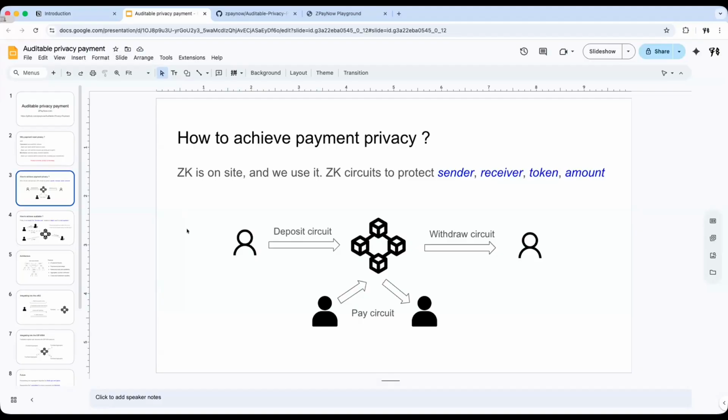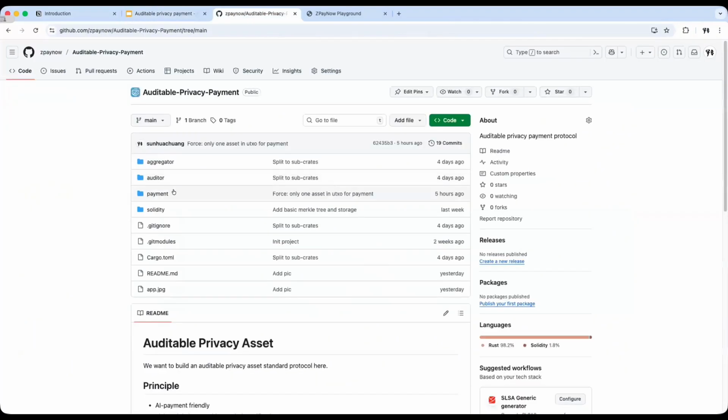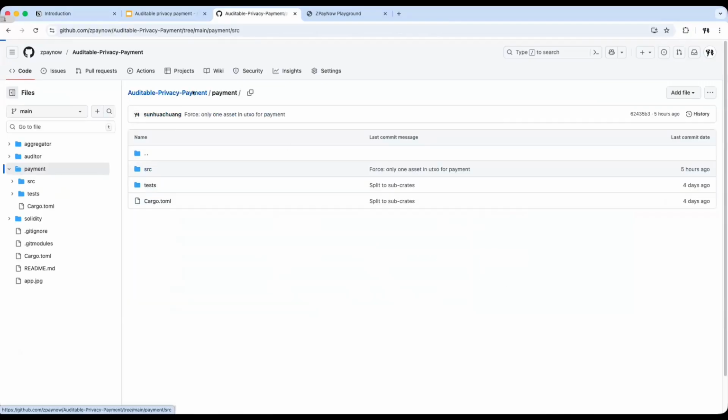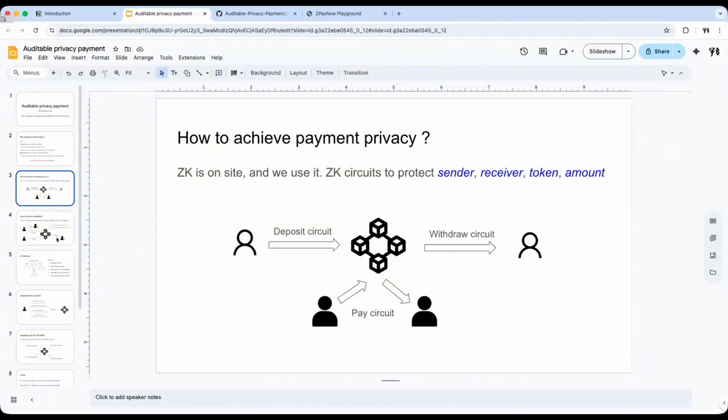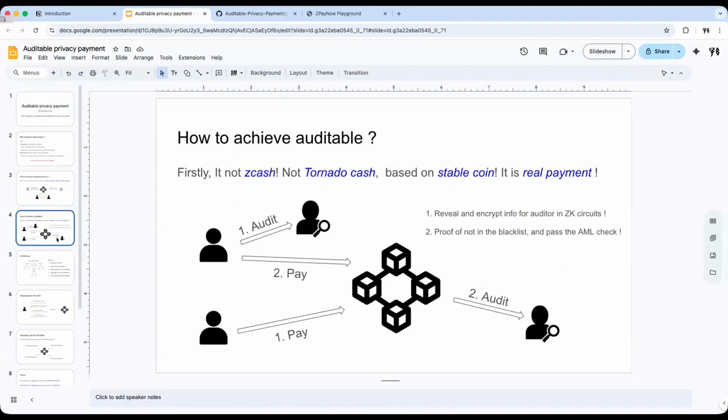Firstly, we have three circuits: deposit, withdraw, and pay. If you are interested, you can see all the code on our GitHub. It is open. Next is why we say we are auditable. Firstly, this is not Tornado Cash. Because payment is based on stablecoin, and stablecoin needs very strong auditability, we only support stablecoin.